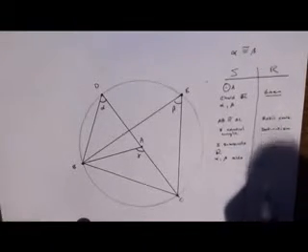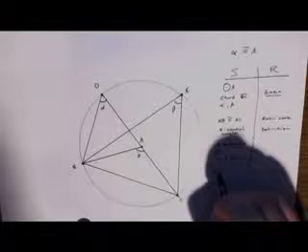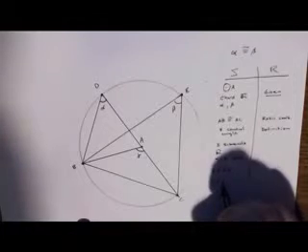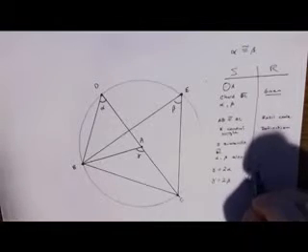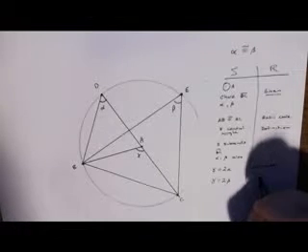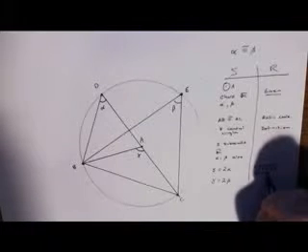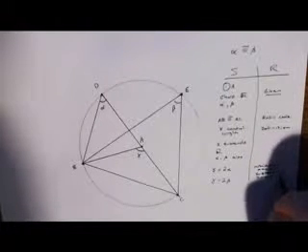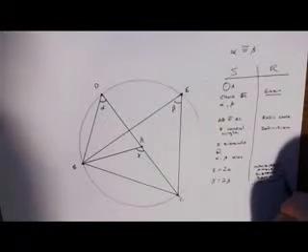Which means from our prior theorem that the measure of gamma is twice alpha, and the measure of gamma is twice beta. So these come from the inscribed angles subtending same arc as central angle theorem.